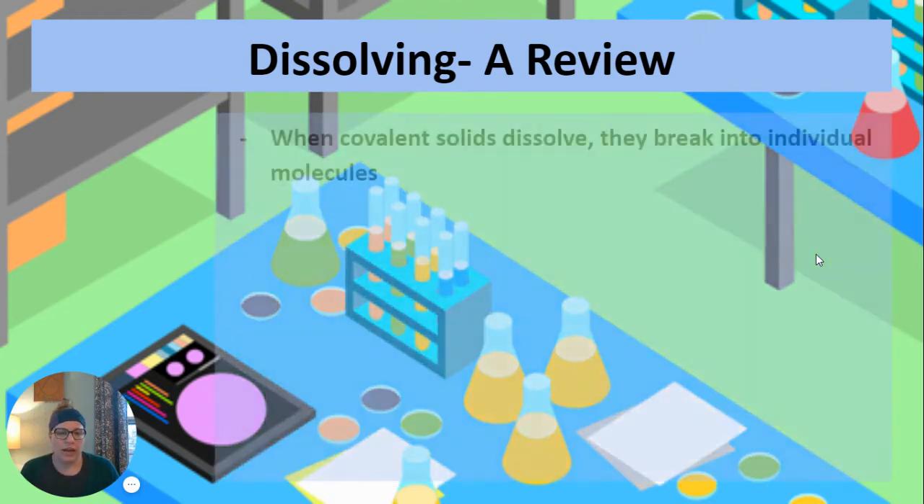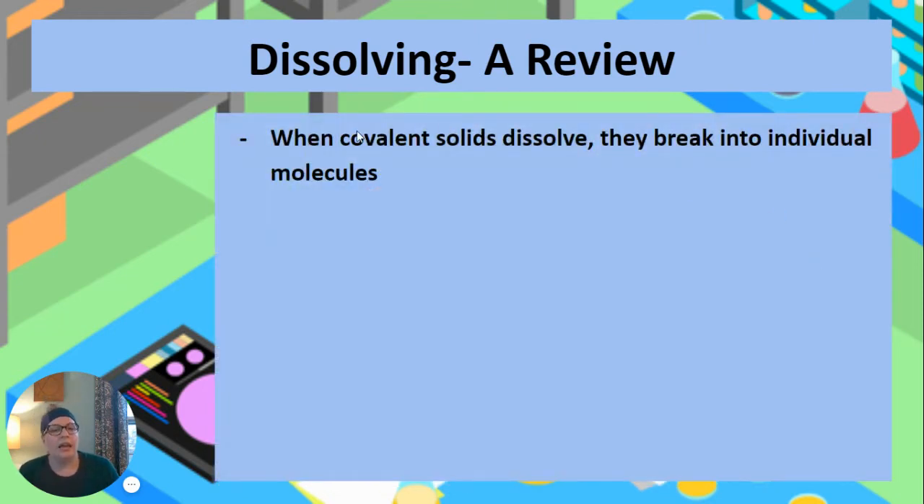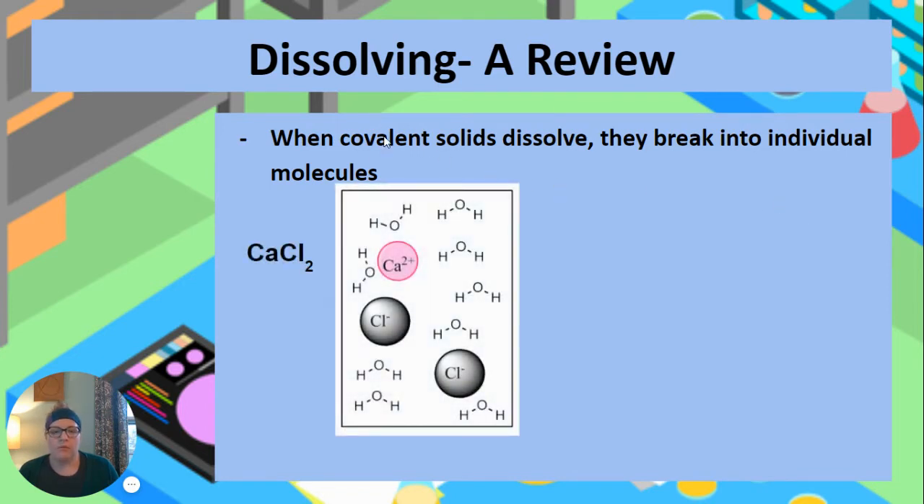In contrast, when I have an ionic solid, and I'm sorry, this slide is off a little bit. This should be ionic, not covalent. What happens when I have an ionic solid is that they break into their individual ions. So obviously I had a little error on here, but you can fix it. A covalent compound breaks up into molecules. An ionic compound is going to break up into its separate ions.